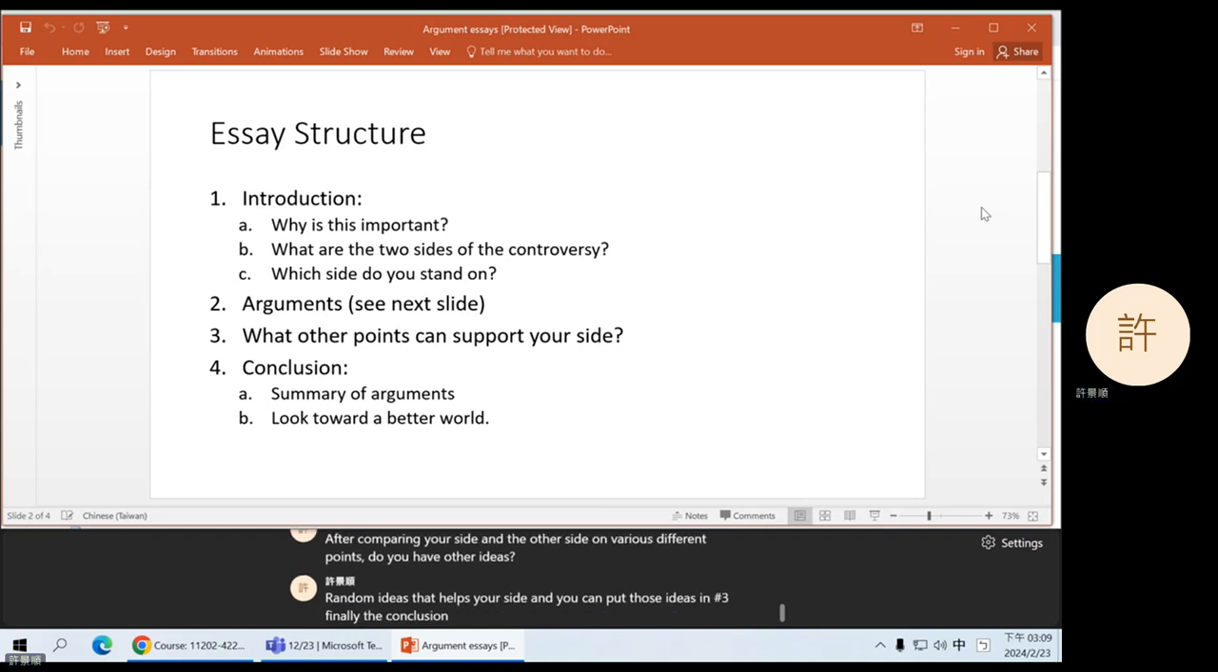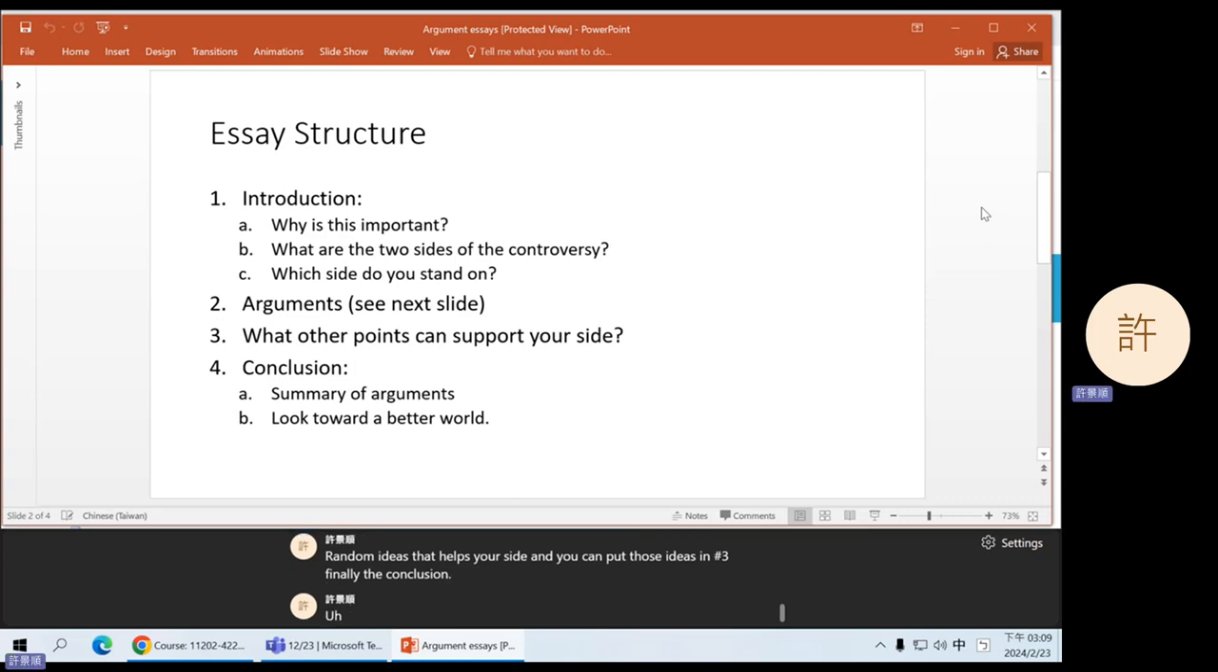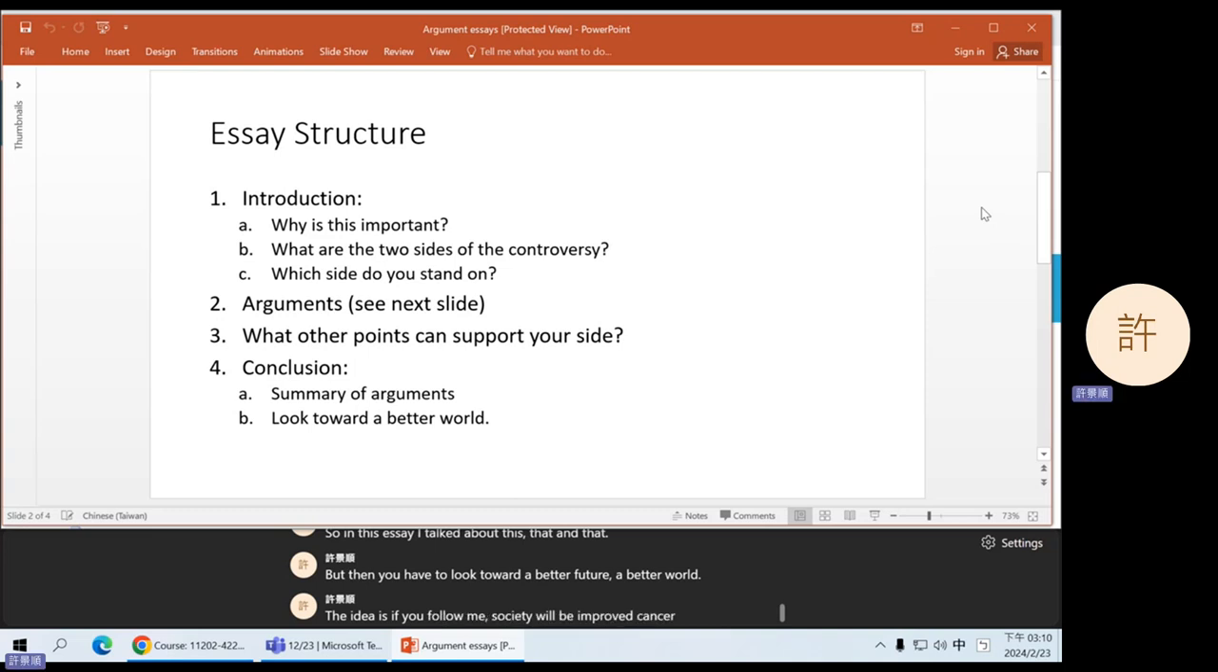Finally, the conclusion. Classic conclusion, summary and looking toward the future. I think we all know how to do a summary, right? So in this essay, I talked about this, that, and that. But then you have to look toward a better future, a better world. The idea is, if you follow me, society will be improved, cancer will be cured, the future will be perfect. If you follow the other guy, everybody's going to hell immediately. That's the basic spirit of the look toward a better world part of the conclusion.